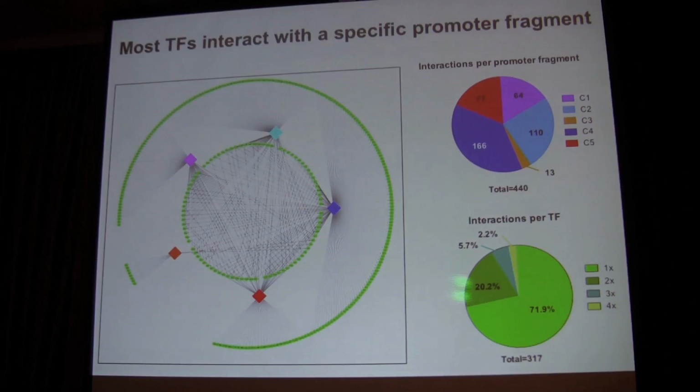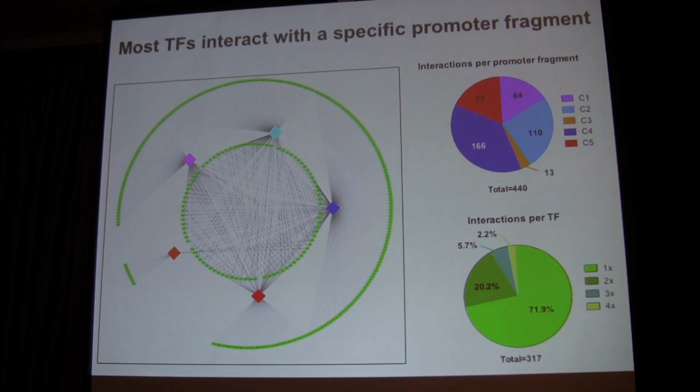But one interesting thing is that for the most part, all these green dots are the different transcription factors, okay? And all the ones that are in the outer circle are transcription factors that interact with only one of the 5 promoter fragments that we're using as baits. So about 72% of the transcription factors that came up as hits in these screens are interacting with only one single promoter fragment, which means, to some extent, that these interactions seem to be highly specific, okay?